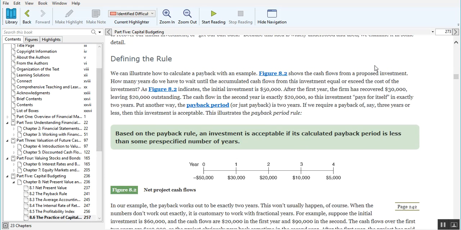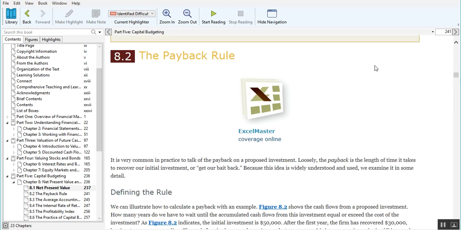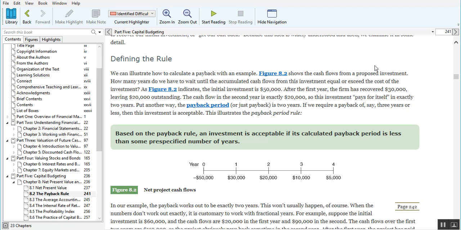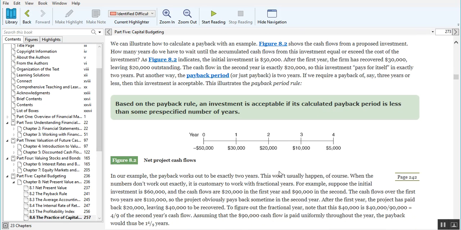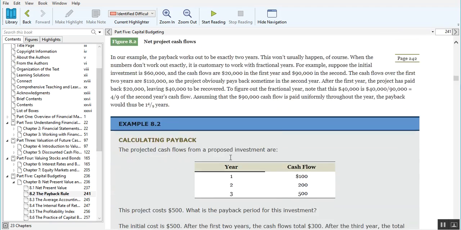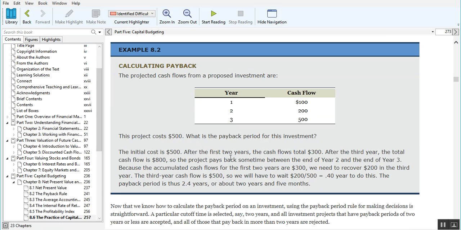So we're going to talk about now the payback period. The payback rule is what they call it, and basically what we're talking about, basing our decision making on the payback rule, an investment is acceptable if the calculated payback period is less than some prescribed period of years. So if we say we want a payback period of 3 years, and we looked at this investment, $50,000, we would say yes, we want to do this because the payback period is only 2 years. And then you're basically trying to calculate a period of time at which you recover all your money.